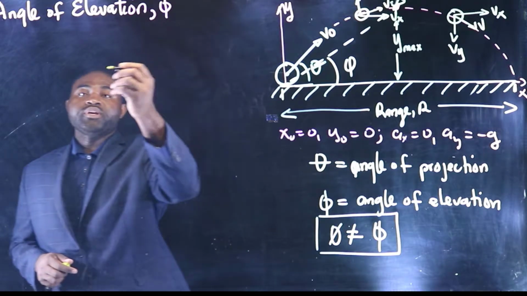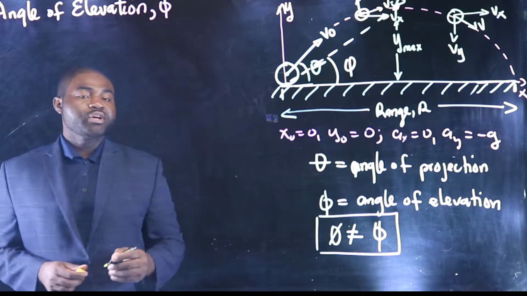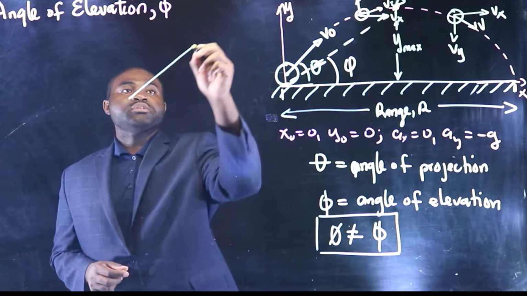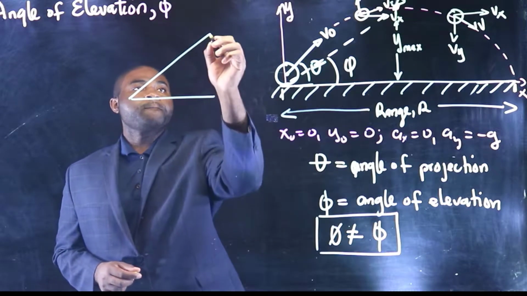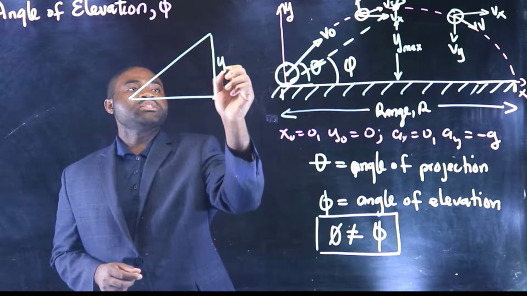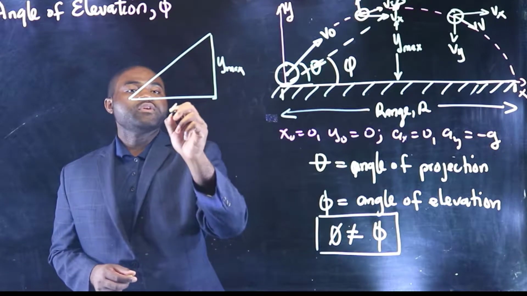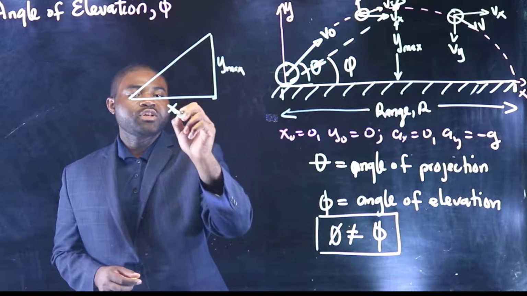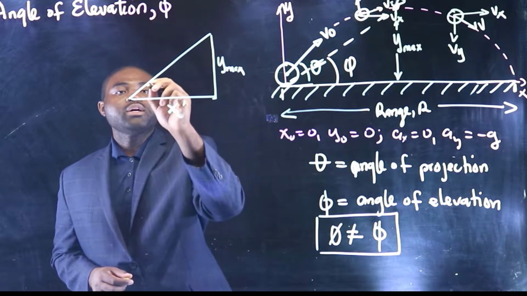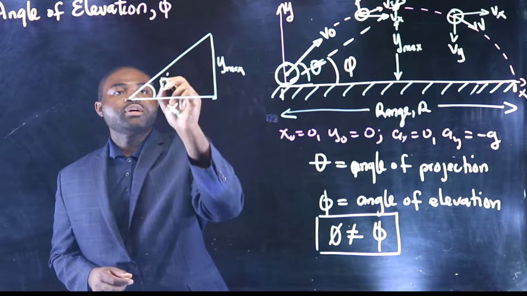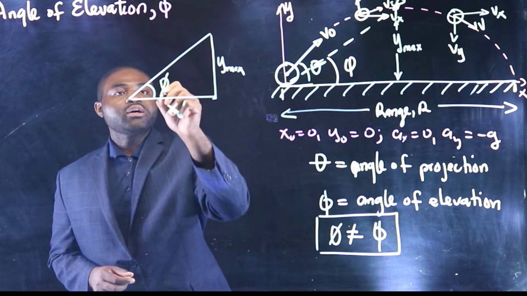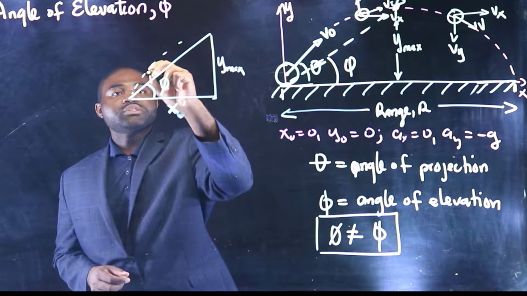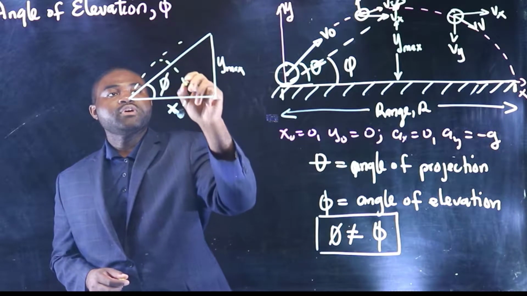So let's do this. I can represent the angle of elevation in a triangle like this. This is the maximum height, and this is x max. Well, this is not x max, let me just call this x prime. And this angle here is the angle of elevation. The angle of projection is somewhat like this. That is theta.